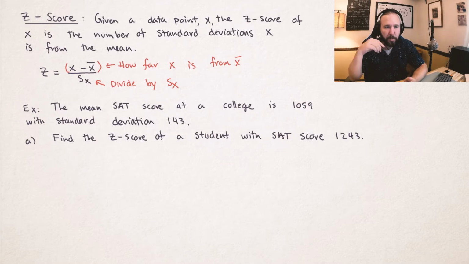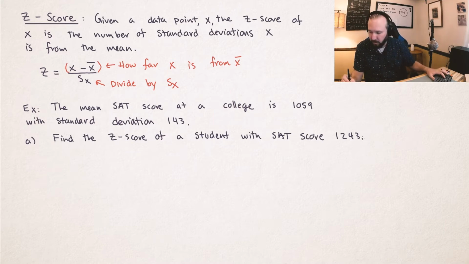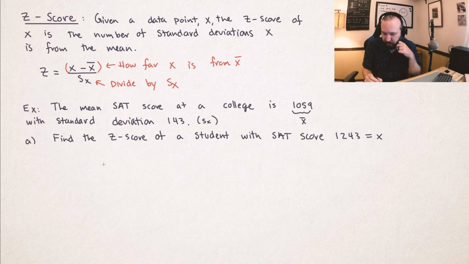Okay, so I just cooked up an example here with some made up numbers about a typical SAT score at a college. So I give us the mean and the standard deviation of these SAT scores, and then I give us a student score. So we're asked to find the z-score, and this is a student score. So this is going to be like an x, and then the mean, that's going to be like x bar, and then the standard deviation, obviously, that's going to be s sub x.